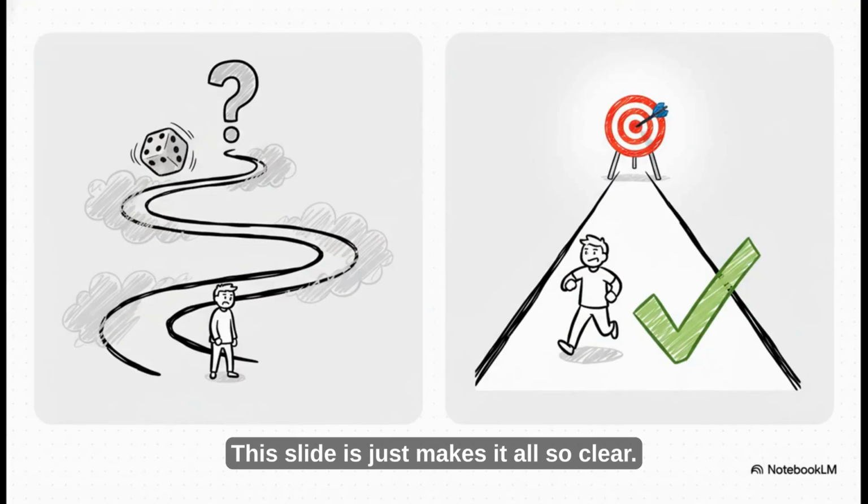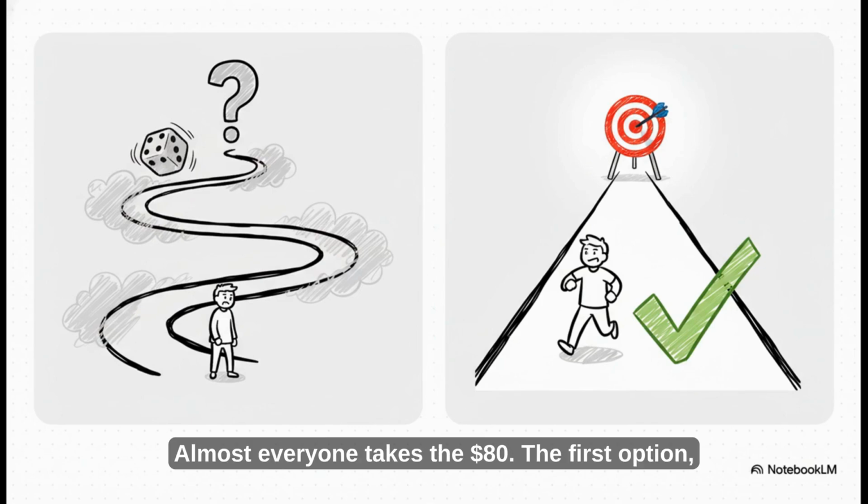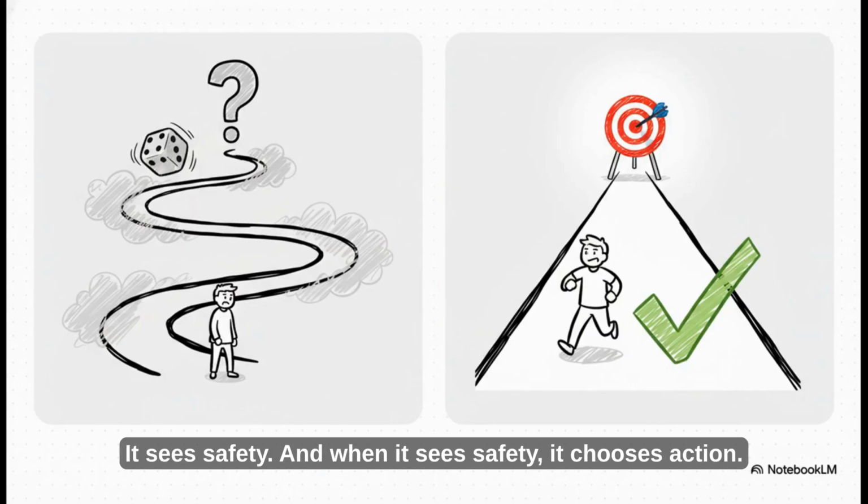This slide just makes it all so clear. Think about it. Which would you choose? A 90% chance to win $100 or a 100% chance to win $80? Almost everyone takes the $80. The first option, the brain sees that 10% risk and it hesitates. It starts calculating the odds of failure. But the second option, the brain sees zero risk. It sees safety, and when it sees safety, it chooses action. We are biologically programmed to take the certain path, even if a riskier one might offer a slightly better reward.